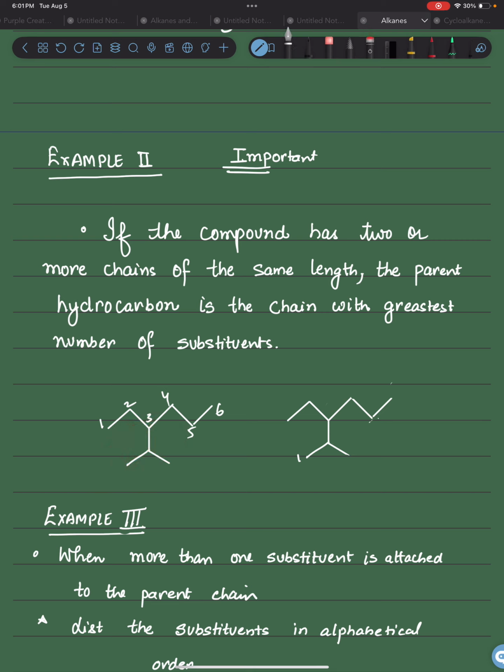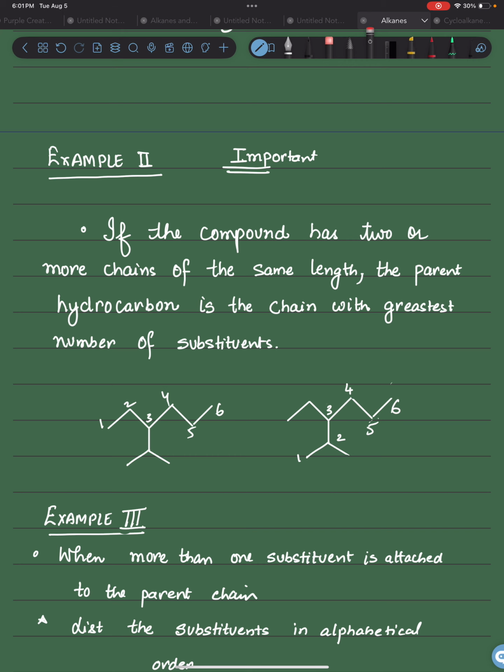If I number it the other way, 3, 4, 5, 6. So I get again 6 carbons in the longest chain, but I have two substituents. One at the second carbon, I have a methyl group. Second, at the third carbon, I have an ethyl group. So the rule says that we should choose that one which gives us more number of substituents, which is clearly the second case. So the name of this compound would be 3-ethyl 2-methyl hexane because 6 carbons.